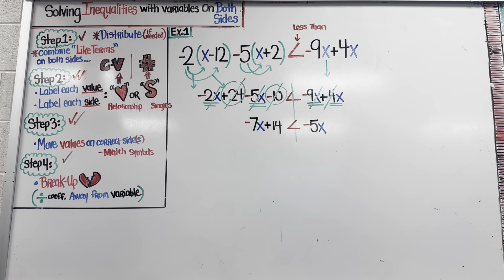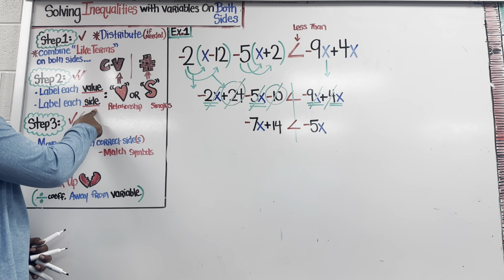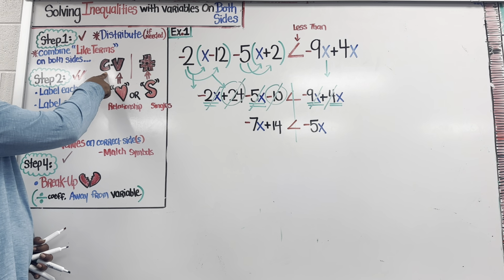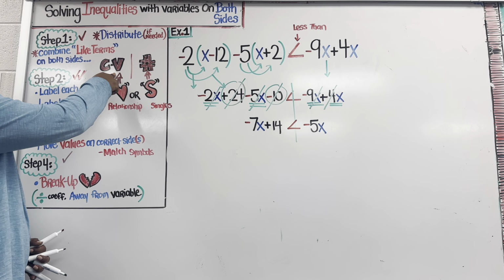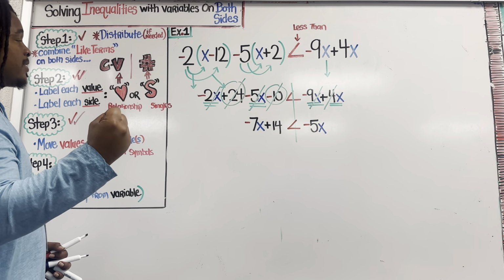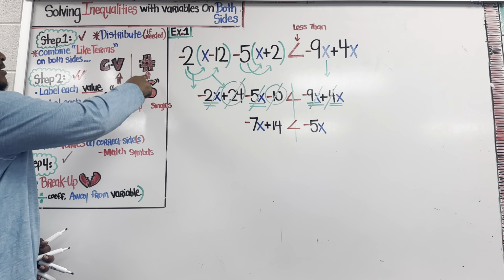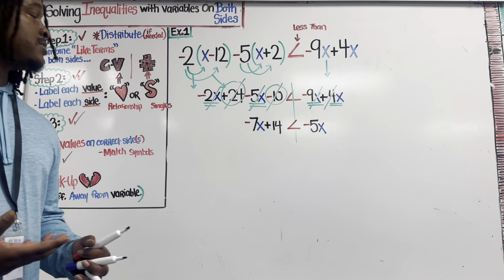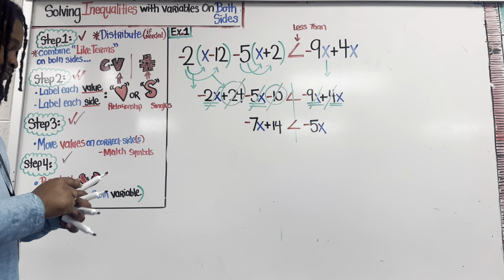Now, ladies and gentlemen, we're going to go to step 2. Step 2 is we're going to label each value and each side. Whenever you see me put a heart, that is the coefficient in operation with the variable, the coefficient times the variable, which is a relationship because those are two values in operation with one another. Whenever you see the S, that means the single numbers, which are just numbers. The heart represents the coefficient times the variables.